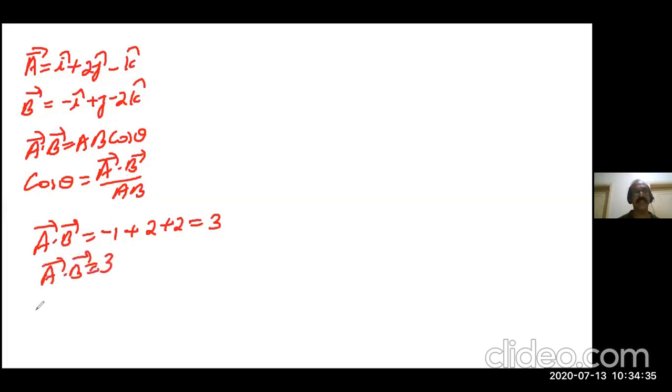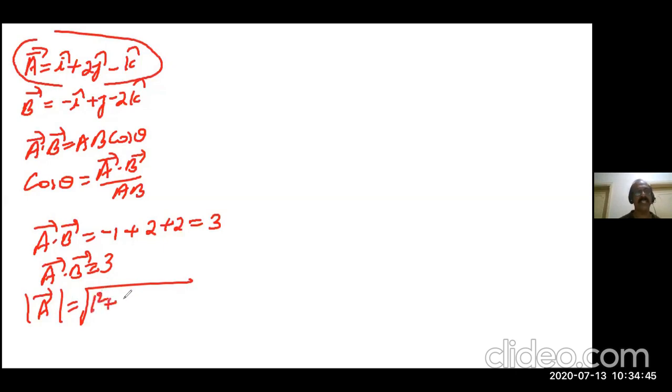Now we need magnitude of A. Magnitude of A is square root of 1 squared, that means 1, plus 2 squared, 4, plus minus 1 squared, 1. That means root 6. Now magnitude of B is root of 1 plus 1 plus 4, 6 again, root 6.